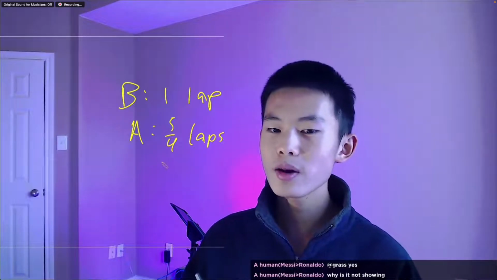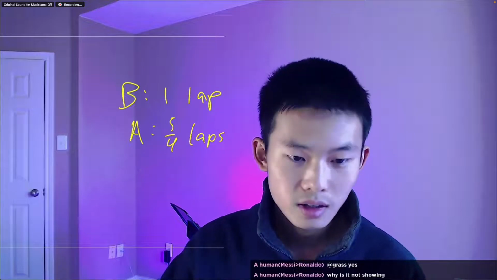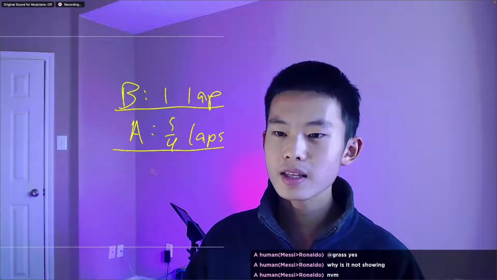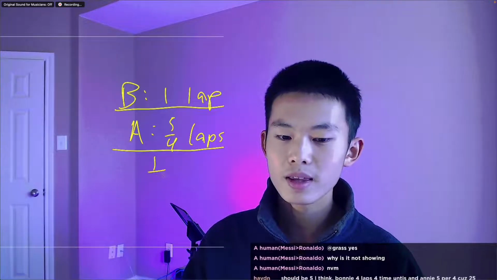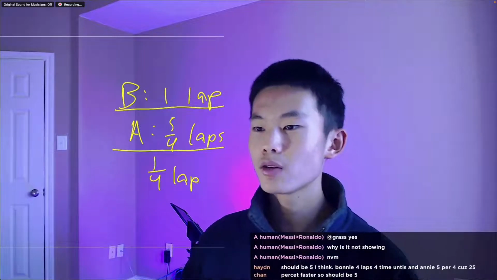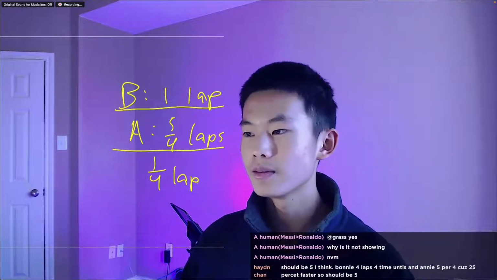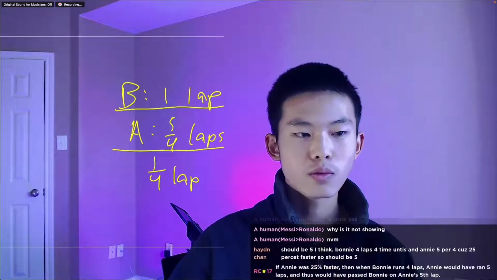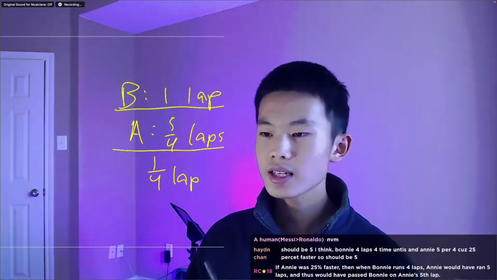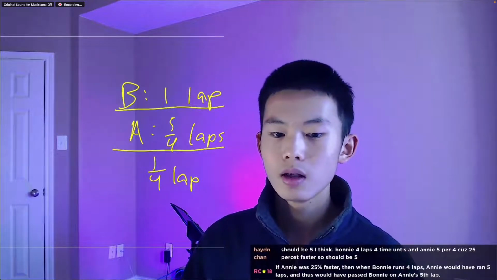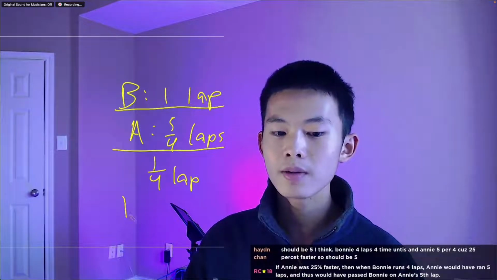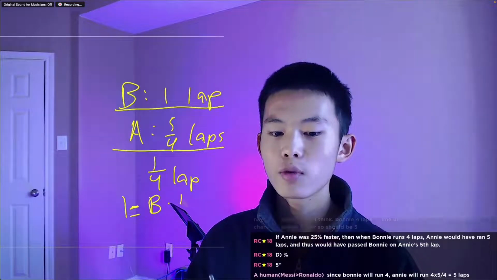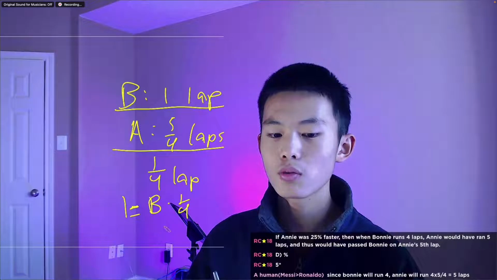So after 1 lap from Bonnie, the difference between Annie and Bonnie is going to be 1/4 lap. So after every lap that Bonnie runs, Annie is going to be 1/4 of a lap ahead. Since when she first passes Bonnie again, their difference in the number of laps is going to be exactly 1, we have 1 lap of total difference equals the number of laps Bonnie runs times 1/4 of a lap. So Bonnie in total runs 4 laps.